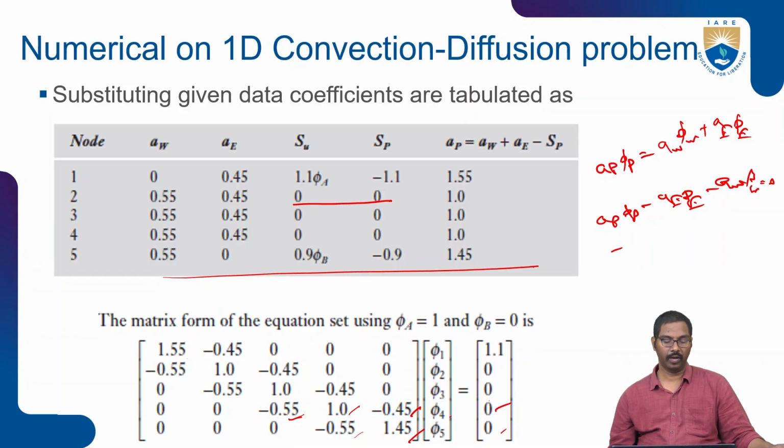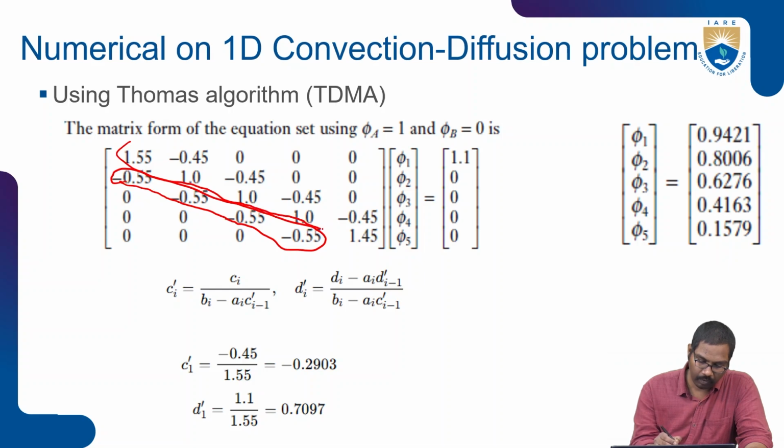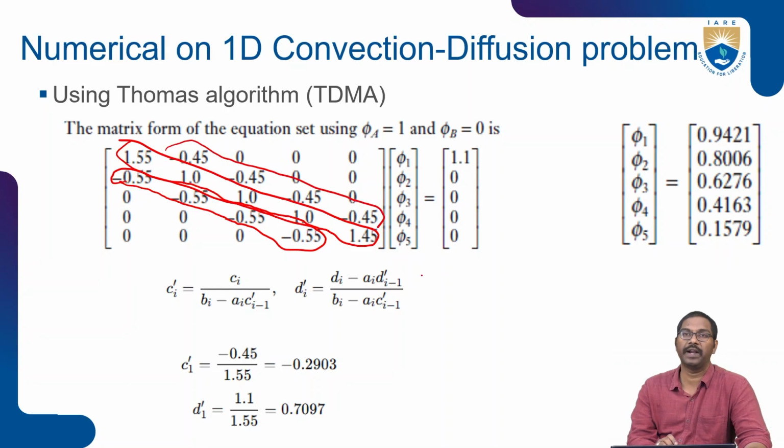This matrix form, if you observe, is a tridiagonal matrix, that is, it has the lower diagonal elements, minus 0.55, the middle diagonal elements 1.55, 1, 1, 1, 1.45, and the upper diagonal elements. Such a matrix, named a tridiagonal matrix, is solved by using the Thomas algorithm, which we have used in the previous problems also.